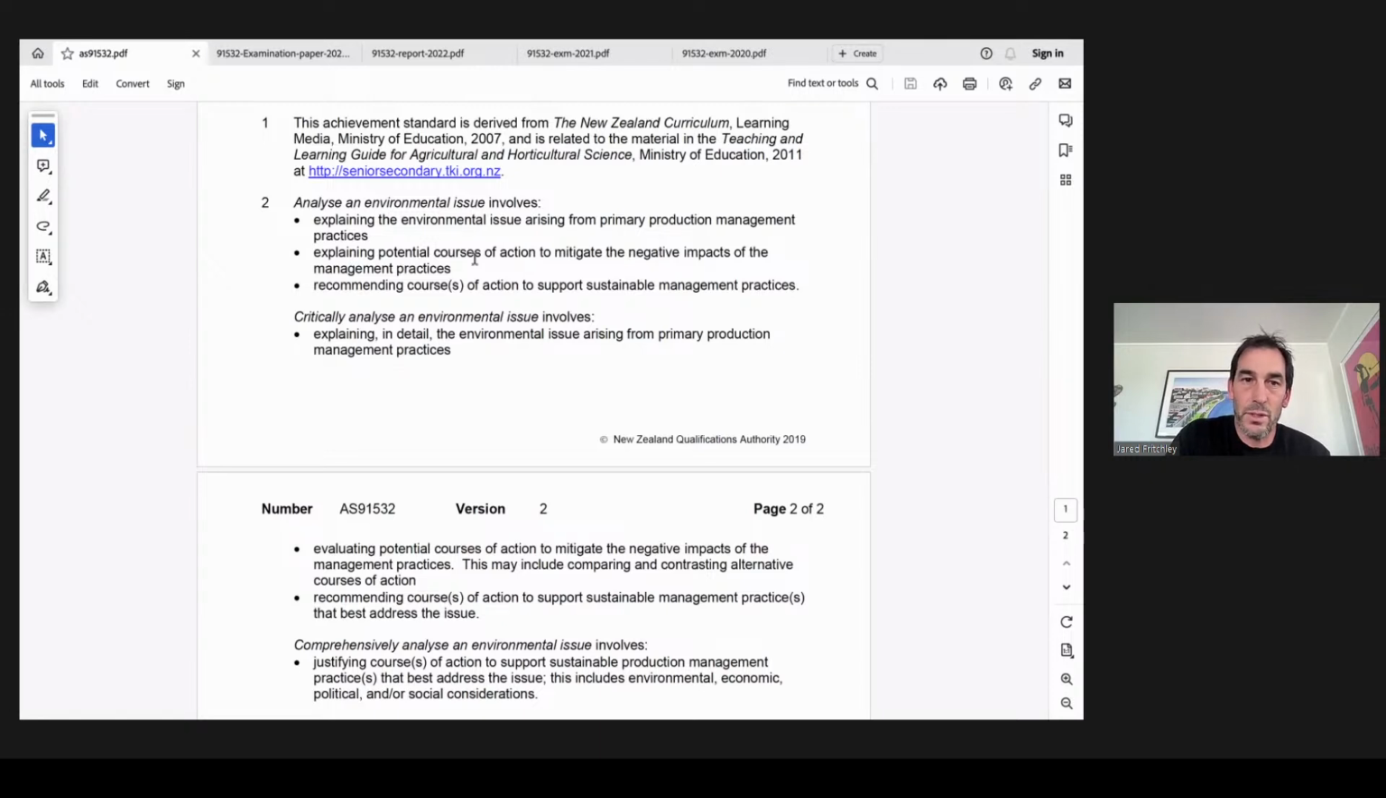gases being produced. And then lastly, you're recommending a course of action that's going to support sustainable management practices. So what is it you're going to do to try and lessen the amount of greenhouse gases produced so we can carry on farming? So we're not looking to farm and at the end of the year we stop. It's an infinite game. We want to keep doing it into the future. So we need to make some changes to what we're doing to mitigate the negative impacts to be able to be sustainable, which is into the future. And all of that is for an achieved.